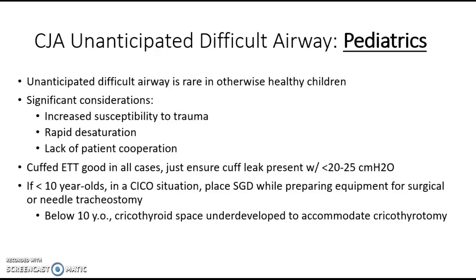And finally, the Canadian Journal of Anesthesia makes several recommendations for unanticipated difficult airways in pediatric patients. Cuffed endotracheal tubes should be used in difficult or emergent pediatric tracheal intubation. There should be a cuff leak with less than 20 to 25 centimeters of water.